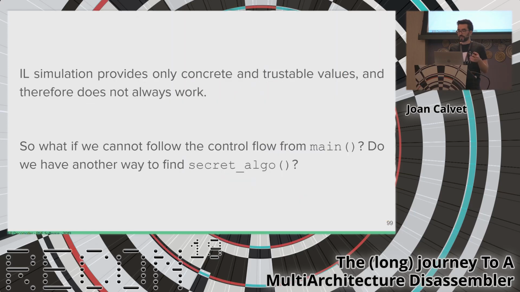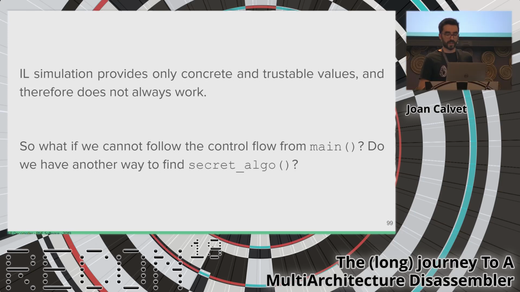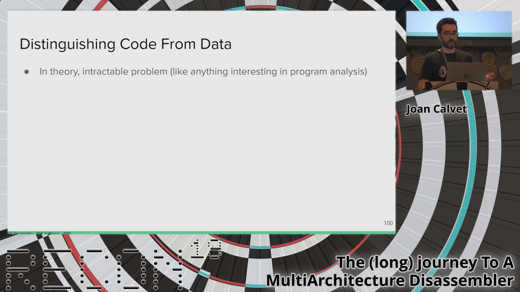So we explained that the IL simulation is not a silver bullet. It remains a concrete emulation that works only when all inputs are known. So what if we cannot follow the control flow from the main routine in our toy example? Do we have another way to find the secret algo routine, which is somewhere in memory, without any reference on it? And that brings us to another old program analysis question. Is there a way to distinguish code from data just by looking at it?